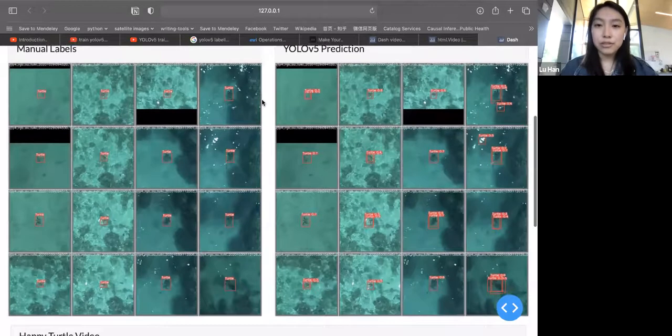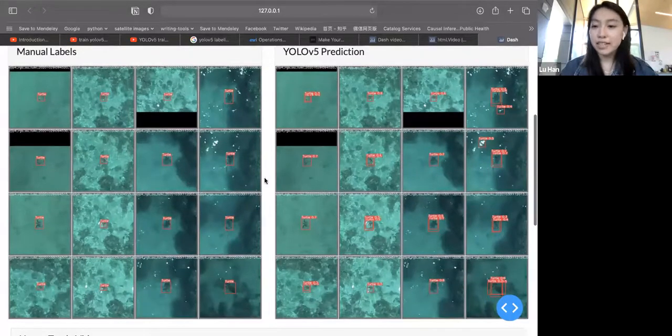As the result shows here, this is the validation data set. This is the hand-labeled one, and this is what the model predicted. You can see most of them work pretty well, but there are a few here. You can see it detects 2 turtles here, but it's actually only 1. That is because in some of the images, we mistook the shadow of a turtle for a turtle. So that's why the model thinks there are 2 turtles in the image.